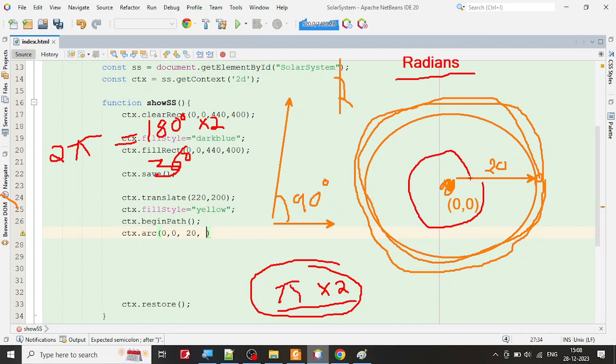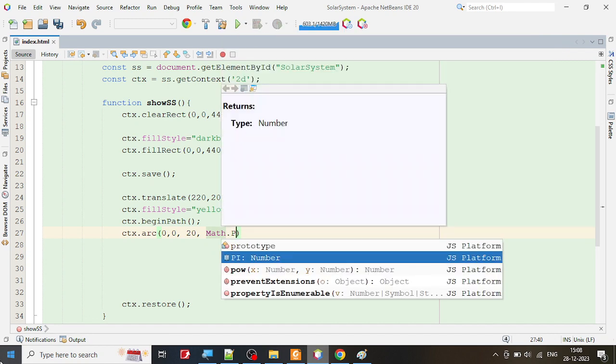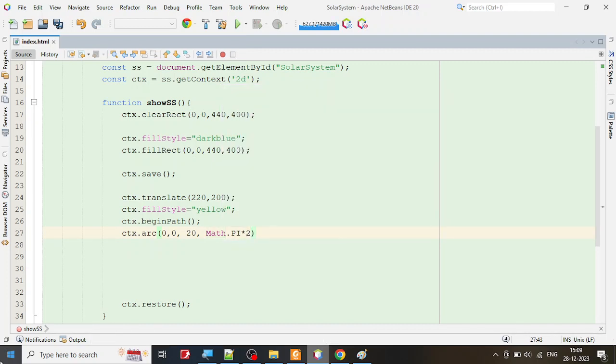So I cannot write 360 here. Don't write 360 here. You have to get this pi. How do I get this pi? You know very well, math.pi. This is a constant, 3.14 something. Into 2. Pi into 2. That is what you are going to say.